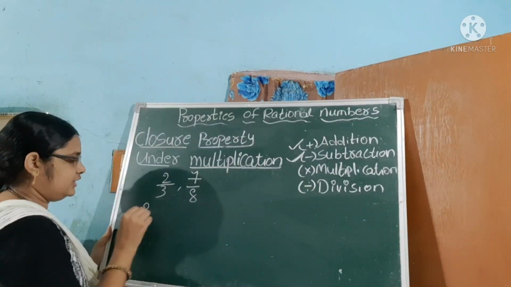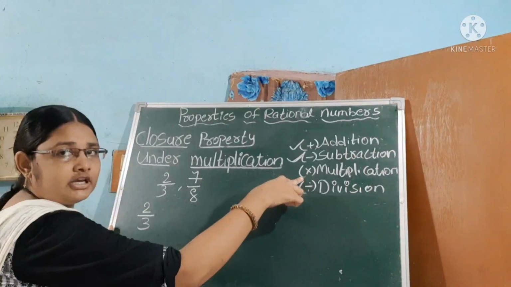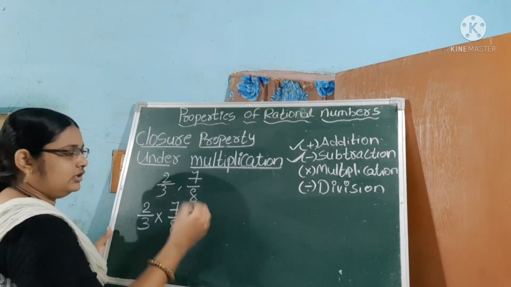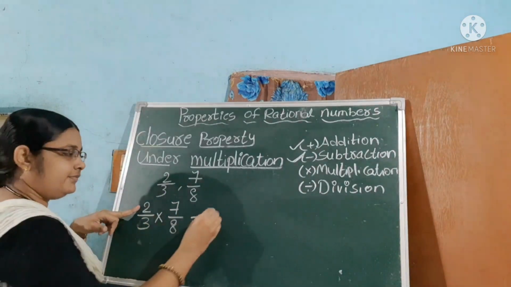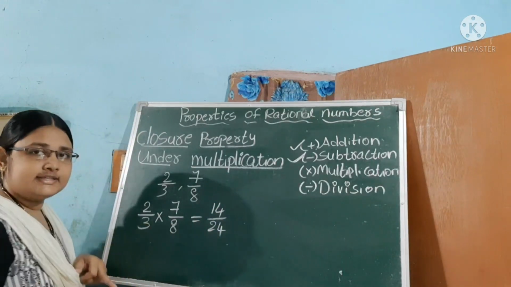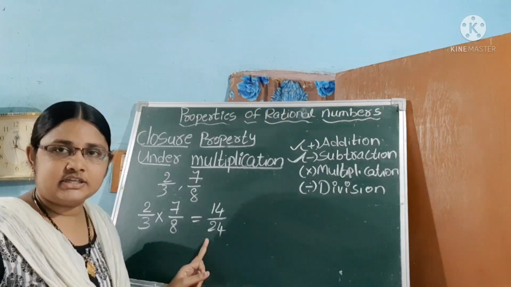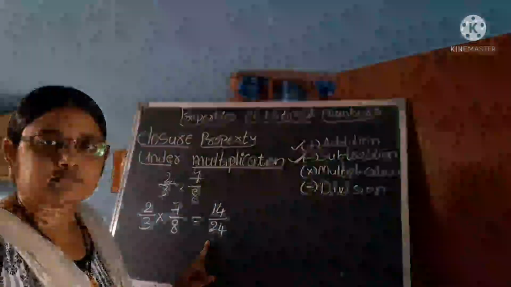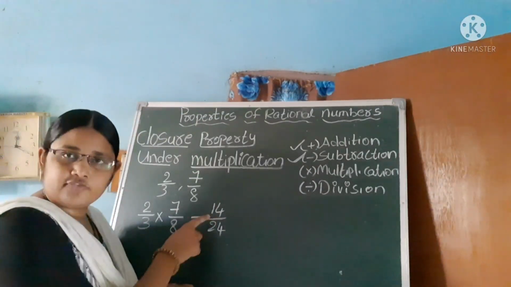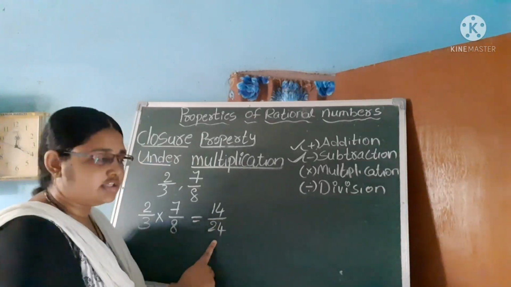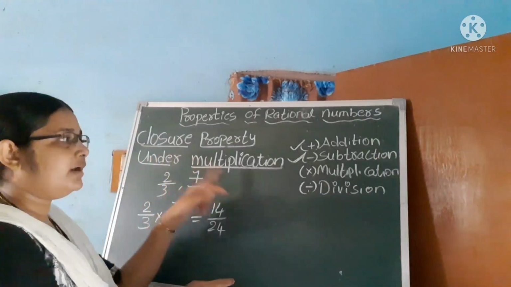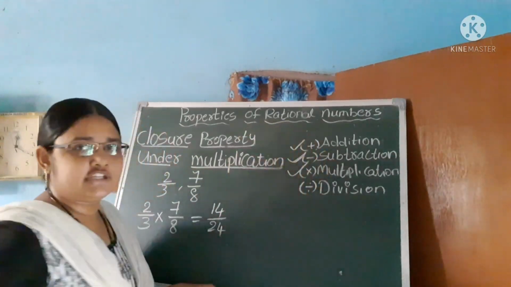So let us check multiplication. Apply the binary operation multiplication: 2 by 3 into 7 by 8. That equals 2 sevens are, very good, 14, 3 eights are 24. Is it clear? Here, is 14 by 24 a rational number? Yes, of course. It is in the form of P by Q and Q not equal to 0. 14 and 24 both are integers. Is it clear? So closure property is satisfied for multiplication also.